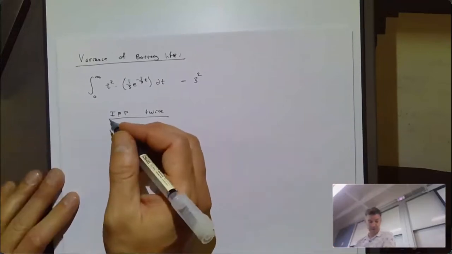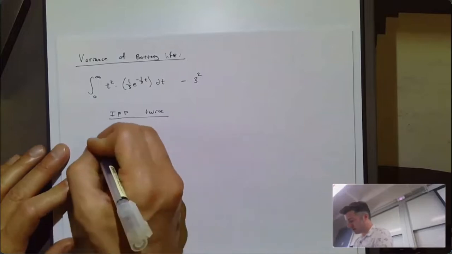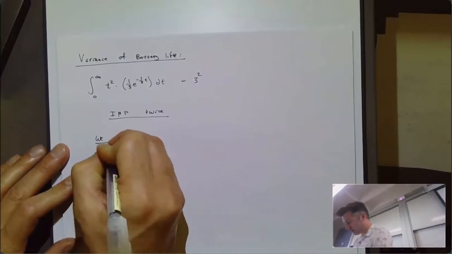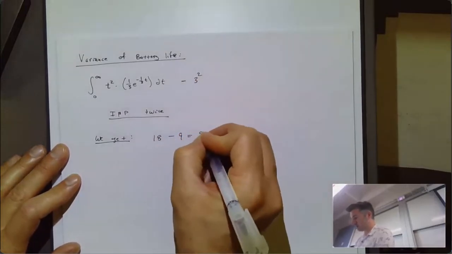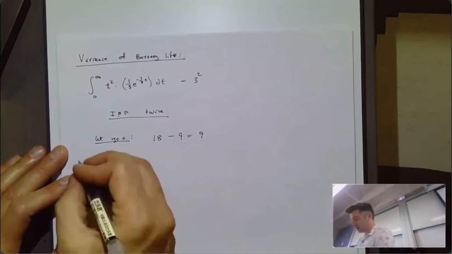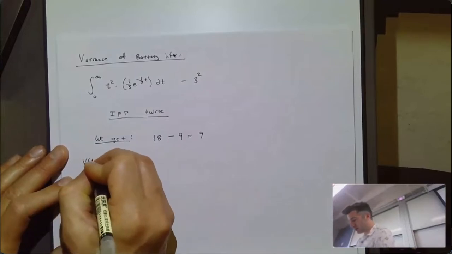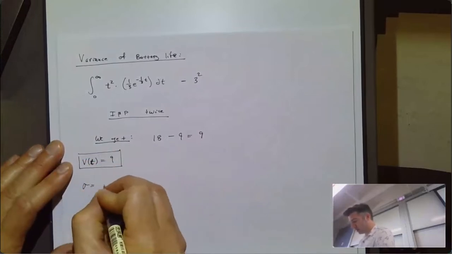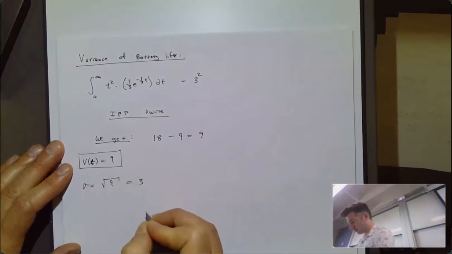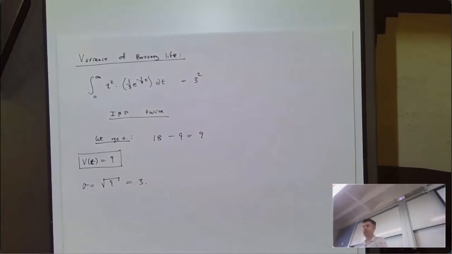So if you do integration by parts twice, the integral ends up equaling 18 minus this 9 over here. So you get 9. So the variance here is 9. And then the standard deviation is the square root of 9, which is 3. So the mean is 3 years and the standard deviation is also 3 years. This is not a coincidence. So here's what I want to point out.